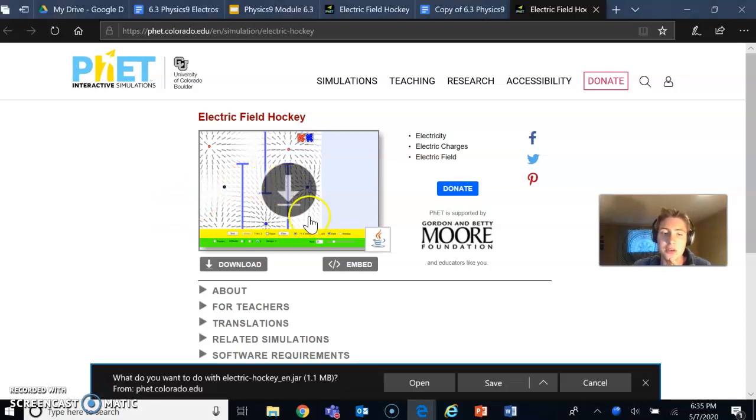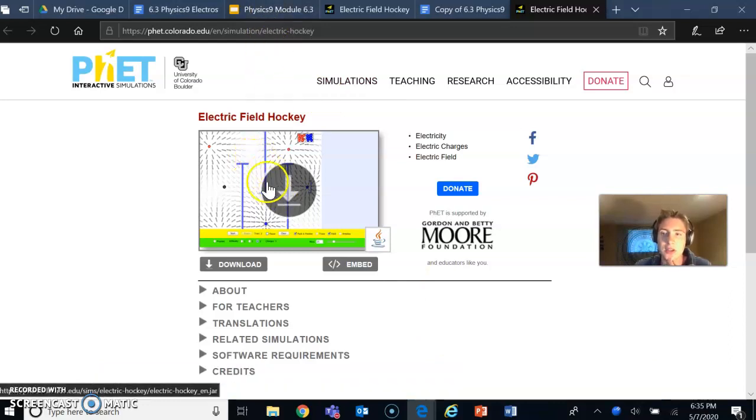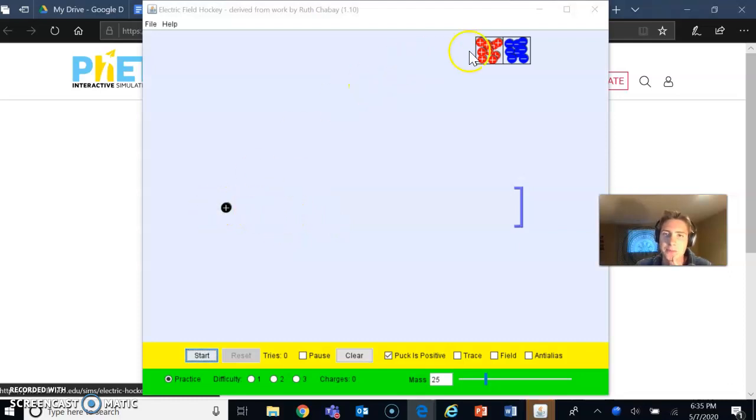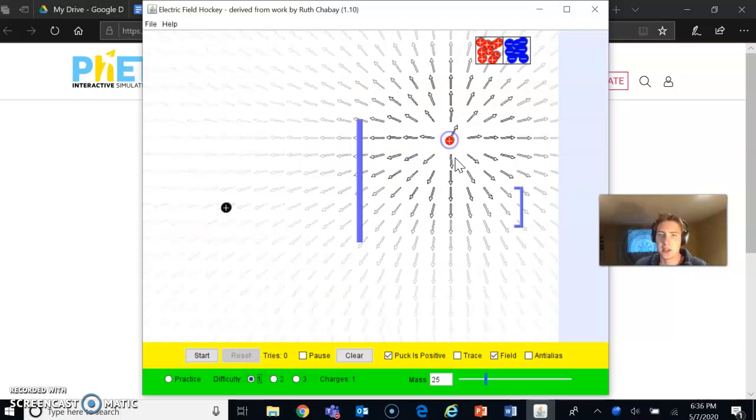And so the electric field hockey you'll see in the next slide, what it does is it gives you a simulation of what the fields look like, right? And so if we have a positive test charge and we show the field, make sure you hit show the field and you can change the difficulty right here to be however difficult you want. So let's look at this field right here.